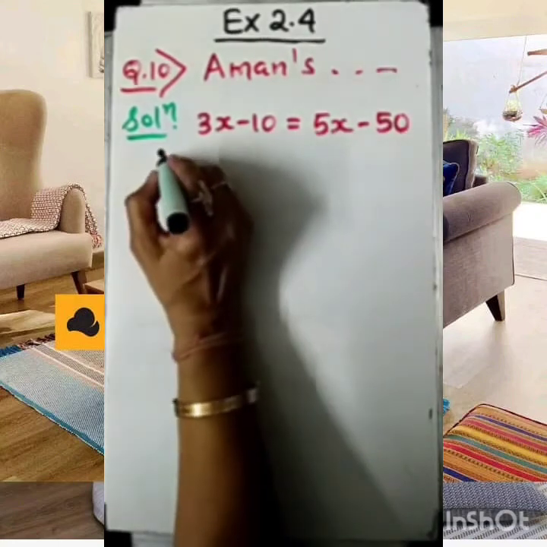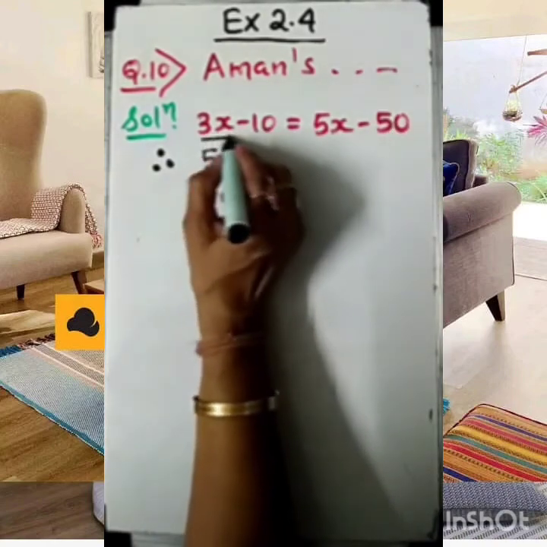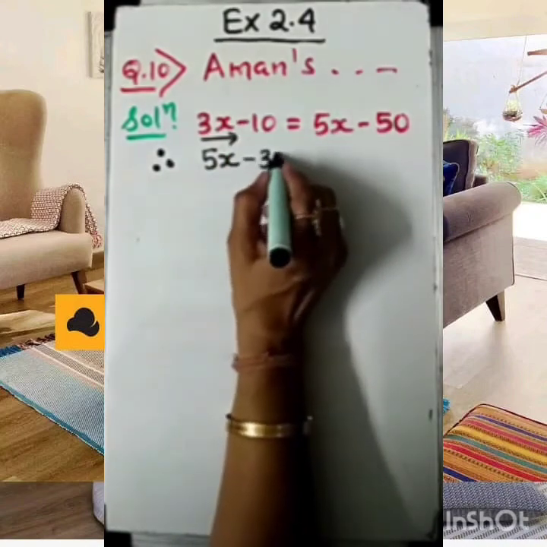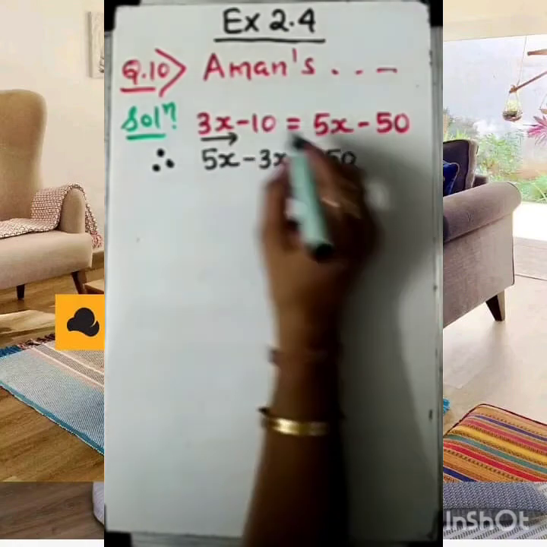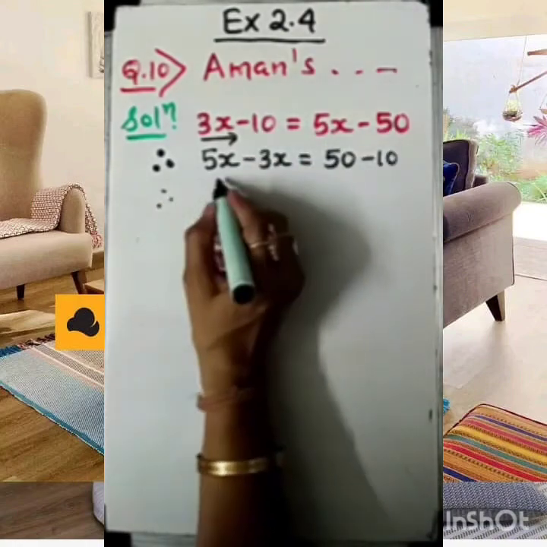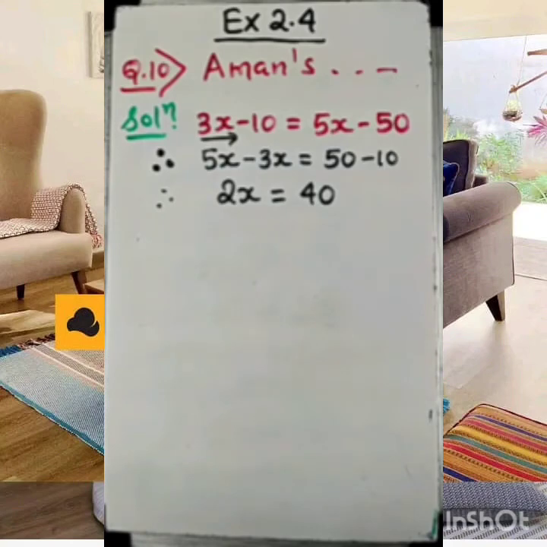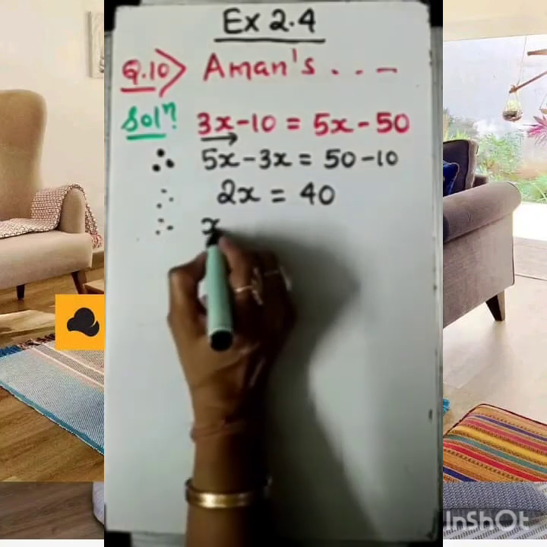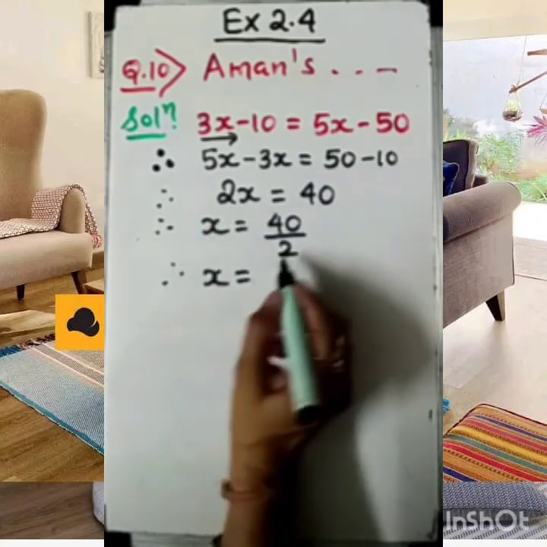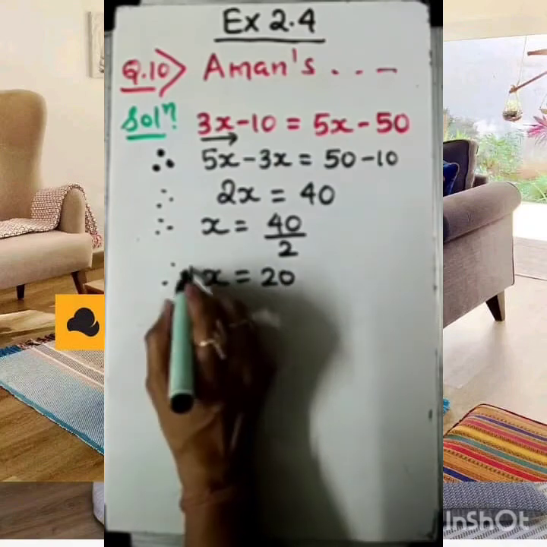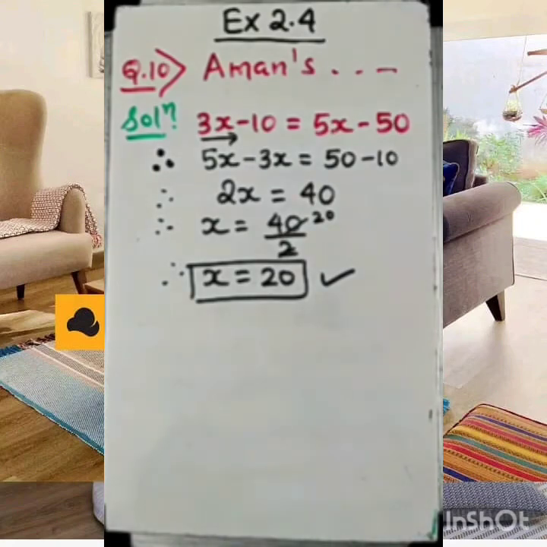Therefore, what am I going to do? This 5x I am bringing to this side. This 3x I am transposing to the right side, so it will become minus 3x. And this 50 I am bringing to the left side, and minus 10 is already there. So dear student, 5x minus 3x is 2x equal to 40, since 50 minus 10 is 40. Therefore, x equal to 40 divided by 2. 40 is divisible by 2, so it gives the result 20. Half of 40 is 20. So the value of x equal to 20 we got.